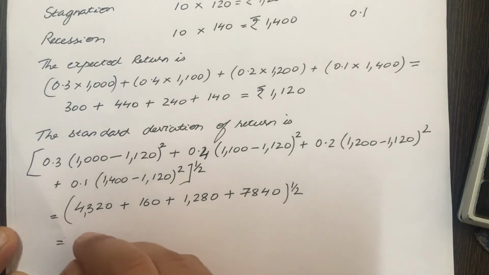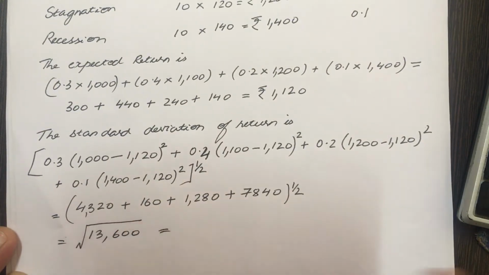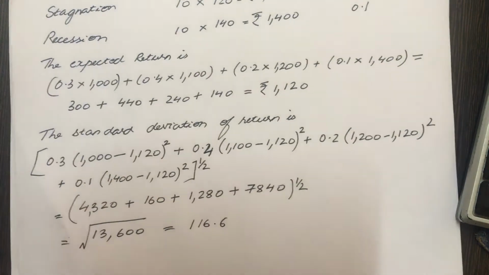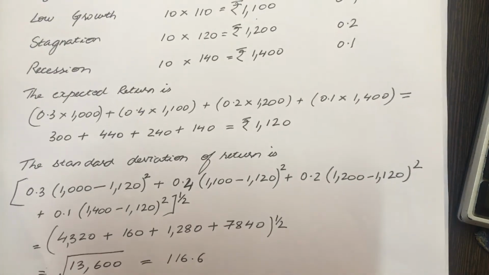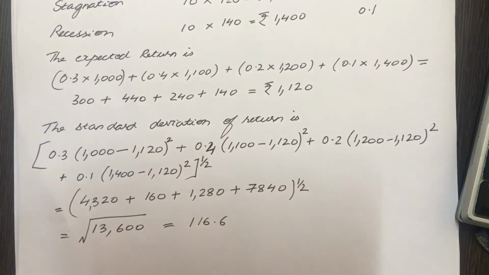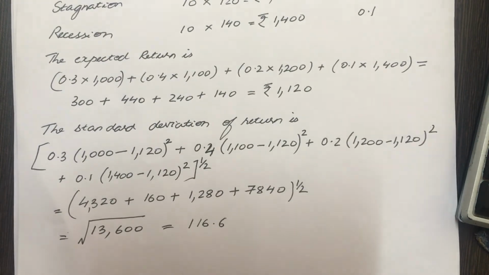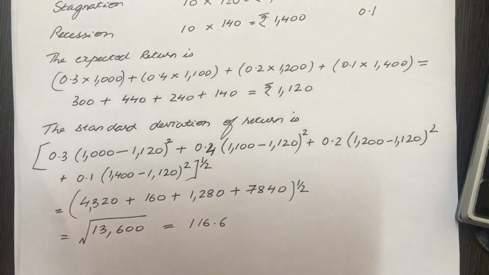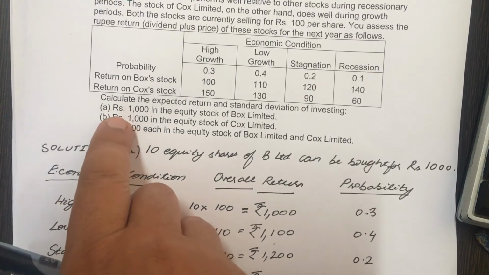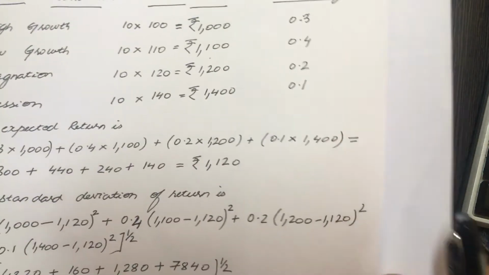So it is 13,600. Take the square root of that. And so standard deviation is 116.6. All right, so we are done calculating the expected return and standard deviation of A. Let's do the same thing for B.